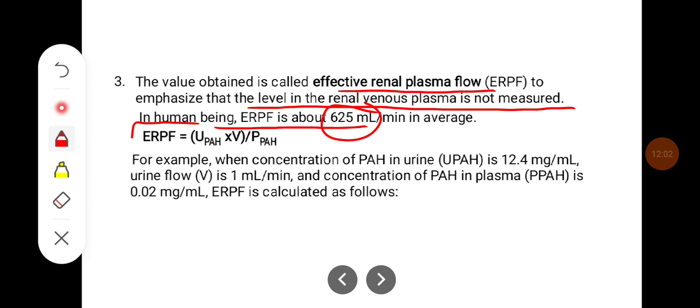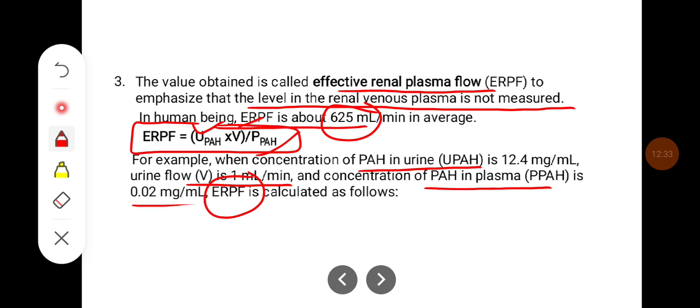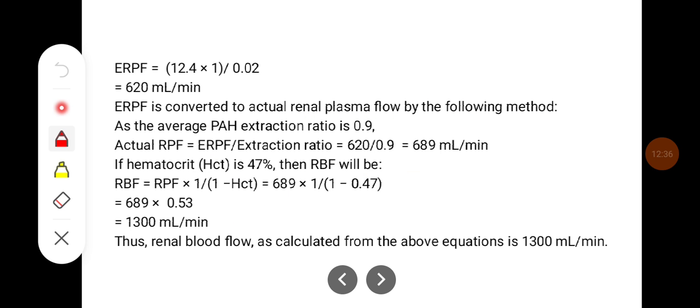So this is the formula by which the effective renal plasma flow is determined, utilizing urine PAH concentration, the volume of the urine, and plasma PAH concentration. For example, when the concentration of PAH in urine is 12.4 milligrams per ml, urine flow is about 1 ml per minute, and the concentration of PAH in the plasma is 0.02 milligrams per ml, the effective renal plasma flow is calculated as 620 ml per minute.